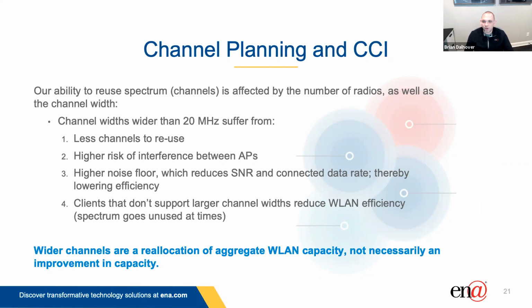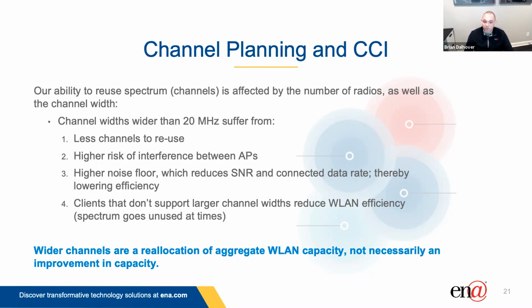So channel width, if that's a new concept for you, just think wider channel means more bandwidth, so generally a good thing. But the problem is when you widen a channel, you're actually using another channel. So you're kind of combining channels, and so you have fewer channels available to reuse. When you have fewer channels to reuse, that means you have higher risk of interference between your access points. That means more noise, that means more junk, and it means that your network actually slows down.